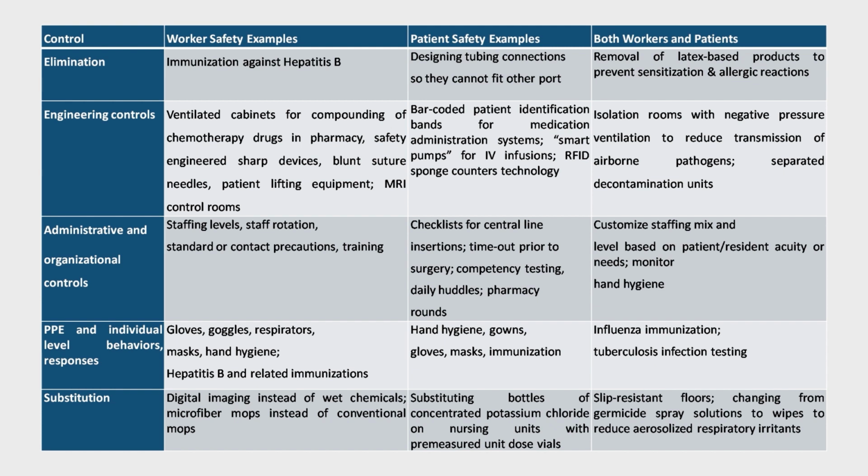At times substitution may be required for worker safety. Examples include digital imaging instead of wet chemicals, and microfiber mops instead of the conventional mops can be adopted. For patient safety, we can substitute bottles of concentrated potassium chloride on nursing units with pre-measured unit dose vials, so that there is no overdosing. Already we have selected what dose can be given to each patient. Then of course for both workers and patients we have slip resistant floors, and changing from germicide spray solutions to wipes to reduce aerosol respiratory irritants. So these are the examples of how the various controls can be adopted.